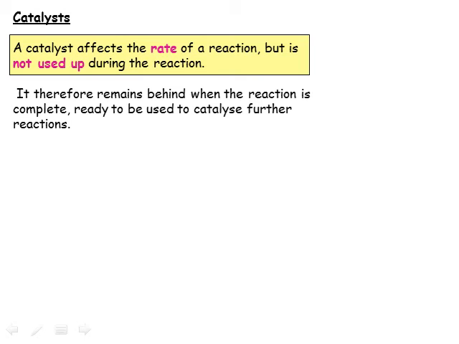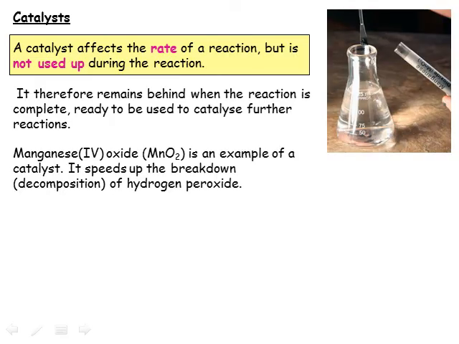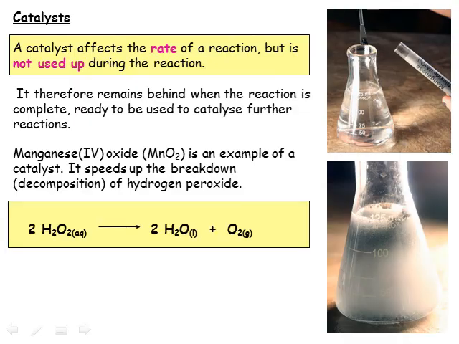We can also increase the rate of a reaction by using a catalyst. A catalyst is a substance which increases the rate of a reaction without itself being used up. Manganese(IV) oxide, often called manganese dioxide, is a good example of a catalyst that speeds up the decomposition of hydrogen peroxide into oxygen gas and water. Here's the equation for the reaction.